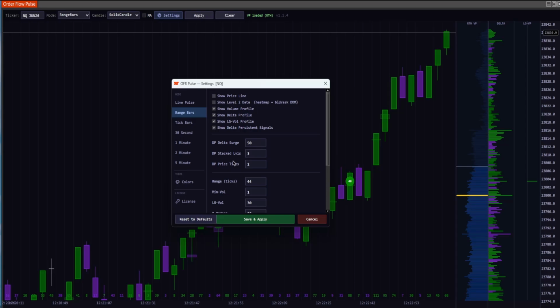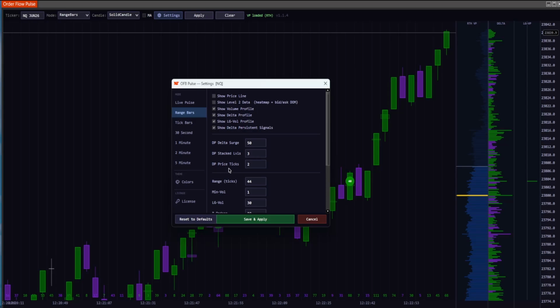Now, the stacked levels, this is set to 3. And what this means is that the delta surge has to be 50 within 1 second, and the stacked levels means that there has to be 3 ticks. Now, the NQ travels in quarter increments, so like whole, quarter, half. So within those 3 tick increments, it has to be stacked levels of more buying than selling.